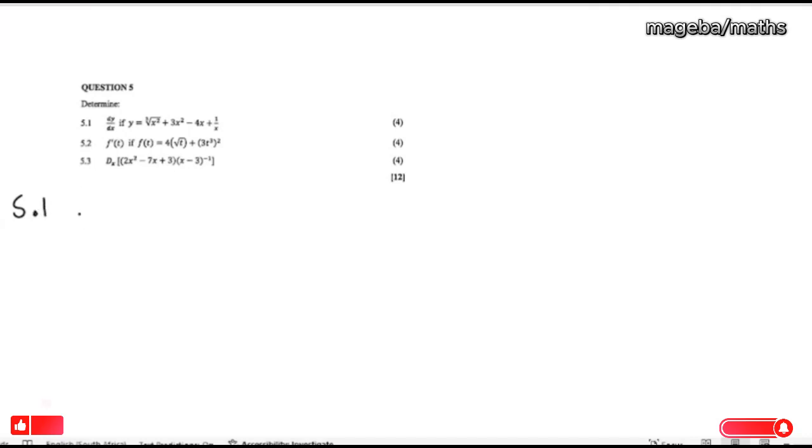We have this y. Sorry about that. y equals the cube root of x squared, plus 3x squared minus 4x, plus 1 over x. Now remember guys, we can't factorize if our sum is like this. We must make sure that it's properly made.